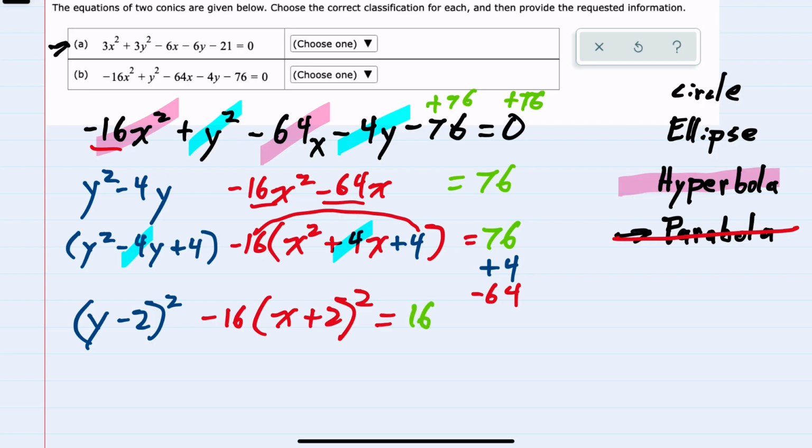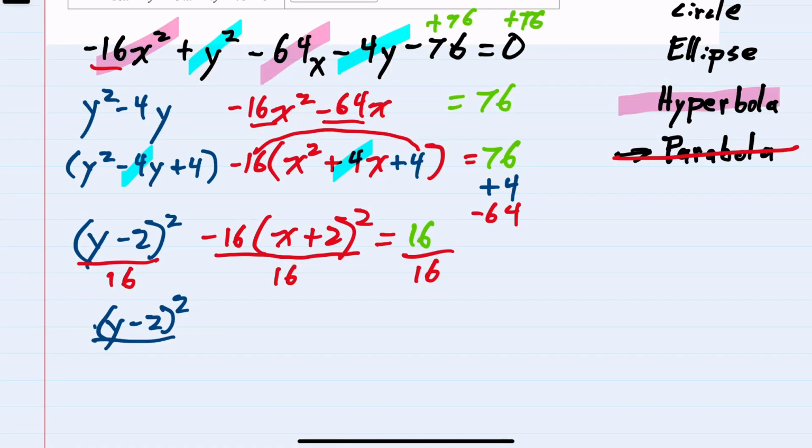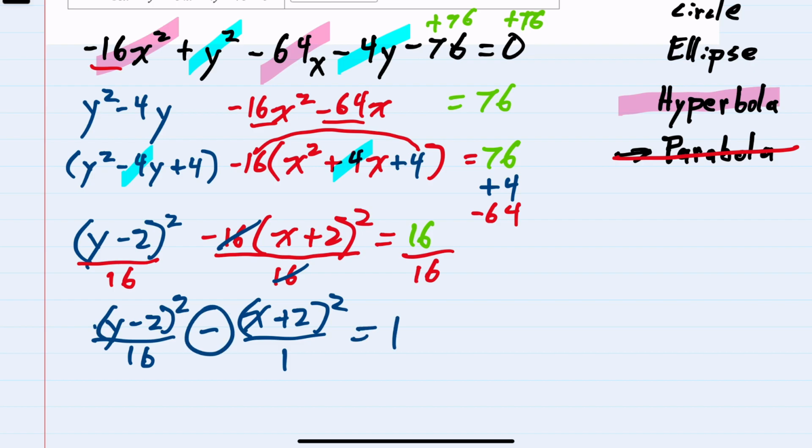For ellipses and hyperbolas, we always want our leading coefficients on the left-hand side to be 1. So to remove this 16, I need to divide each term by 16 on the left and the right. So standard form would have y minus 2 squared over 16. These 16s cancel. It's still subtraction, but my denominator is now 1. The right-hand side is 1 with this subtraction in the middle and 1 on the right-hand side. As we predicted earlier, this is a hyperbola.